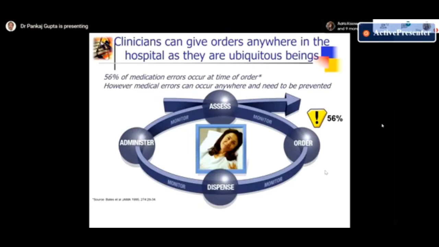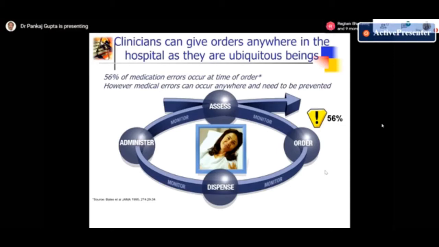Medical errors can occur anywhere and they need to be prevented. But at the time of giving orders, these are preventable medical errors, and these can be prevented if some intelligent systems are there. But not always do you have intelligent systems in place. That is the reason CPOE was born. I'll tell you in a little bit why CPOE came into being.